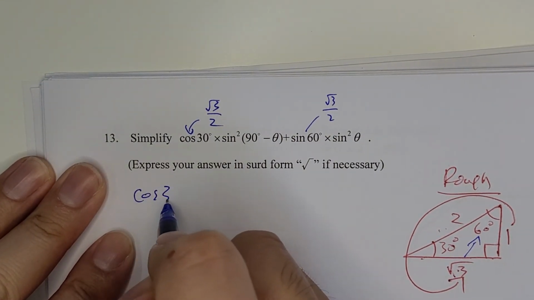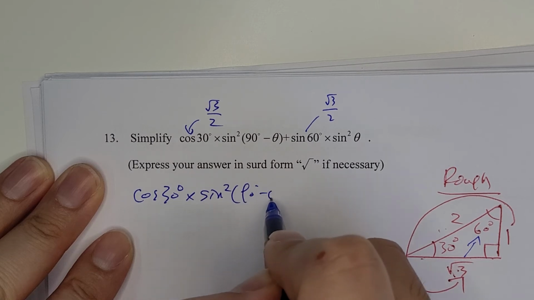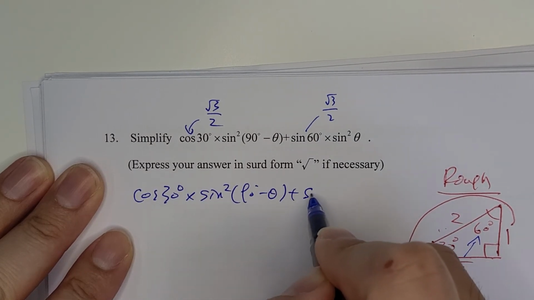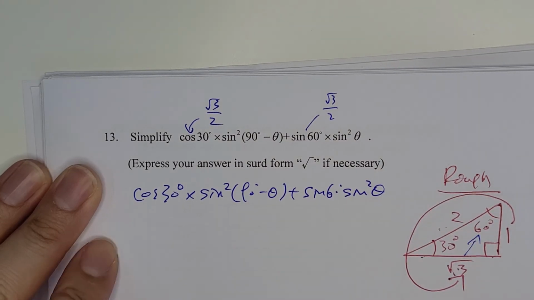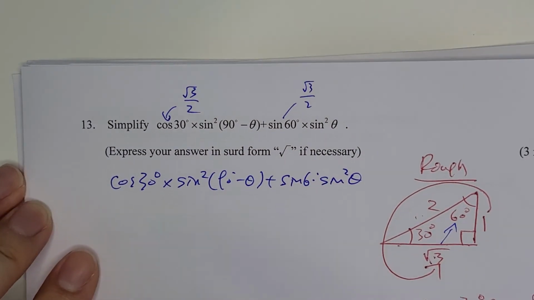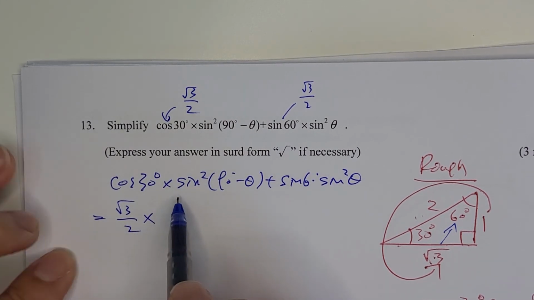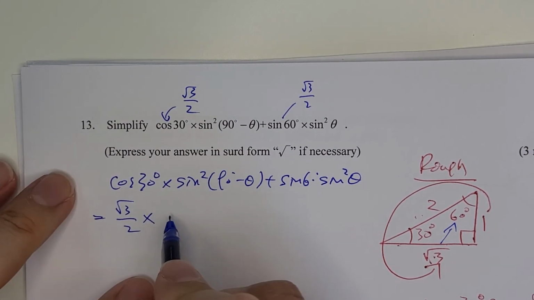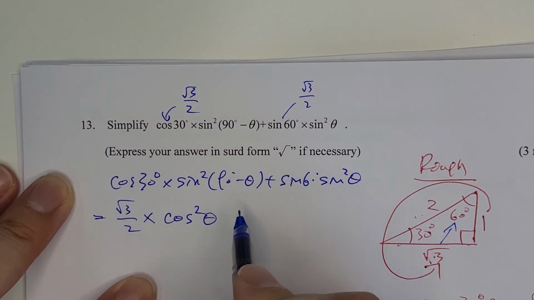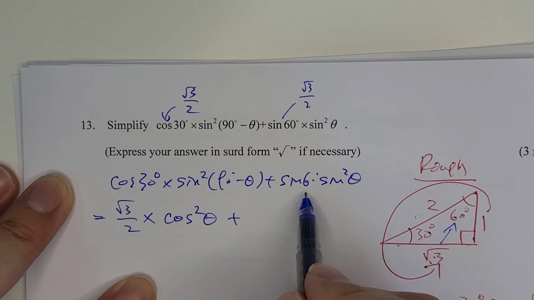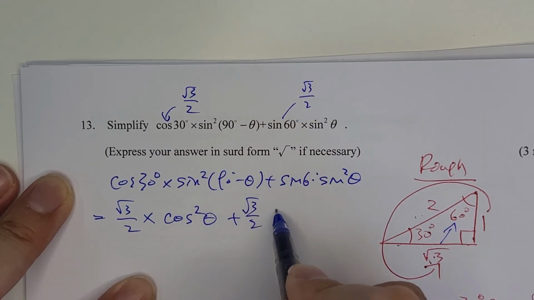Cosine 30 degree times sine square 90 degree minus theta plus sine 60 degree times sine square theta. Then what you get is square root 3 over 2 multiply. This one, sine 90 degree minus theta, that's changed to cosine theta. The square, keep it, okay? Plus sine 60 degree, as I explained, is also equal to square root 3 over 2.